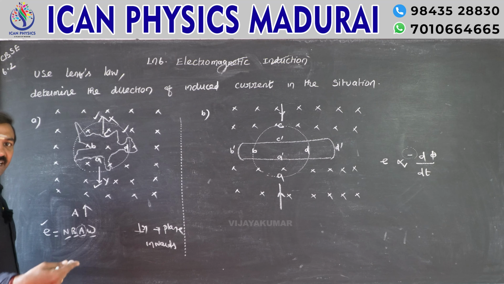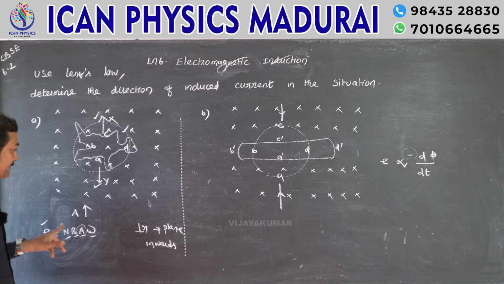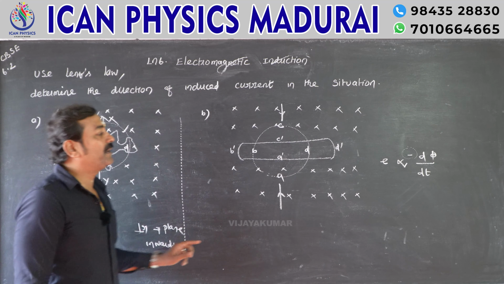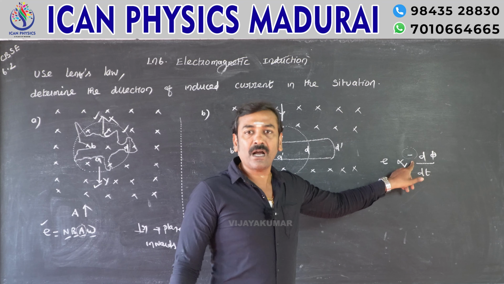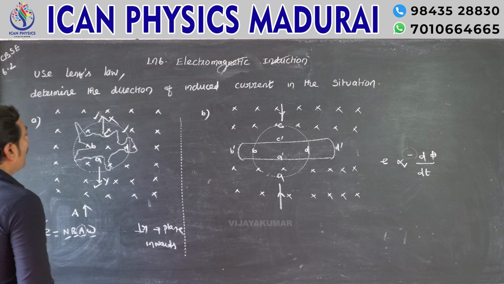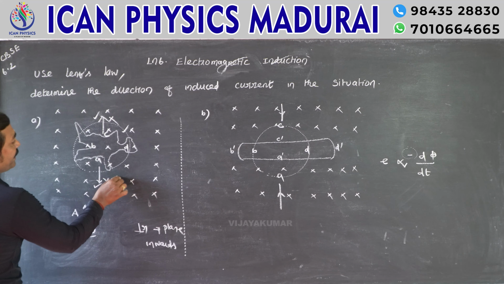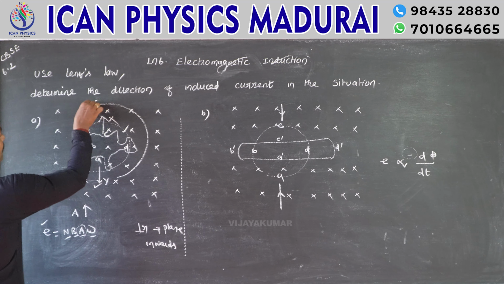So when the area increases, induced current is produced, but the induced current is produced in the opposite direction. So what happens in the opposite direction here? It flows in the anti-clockwise direction.